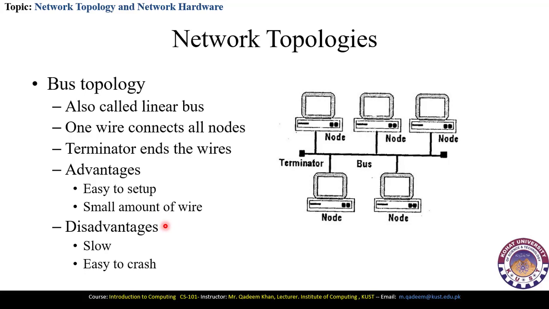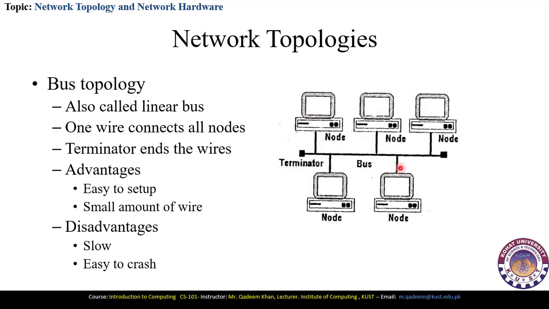So the first disadvantage is that it is slow. Slow means that if this node wants to communicate with this node, then the packet will be transferred here and then the packet will check whether the destination is this computer. So the packet address contains the address of the computer. Then the packet will come back or bounce back from this node, and then the packet will be transferred here. So first the packet will check this computer, then this computer, and then this computer.